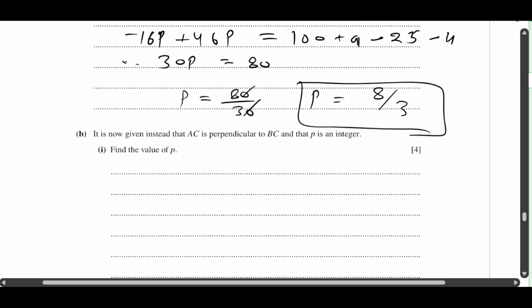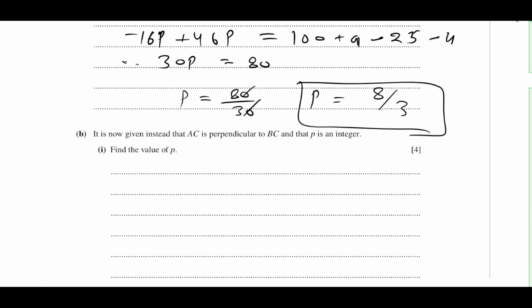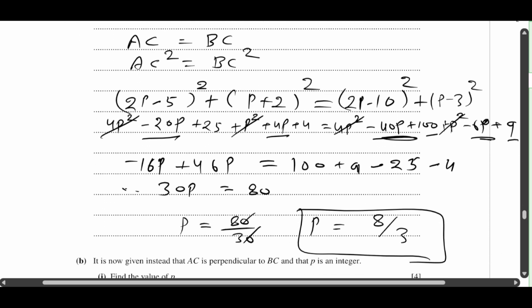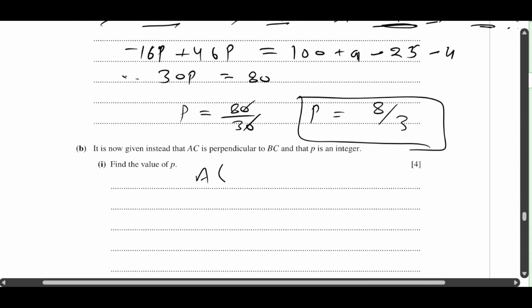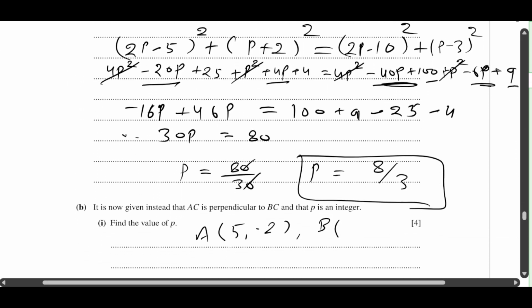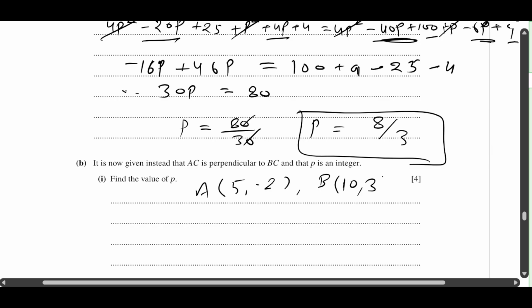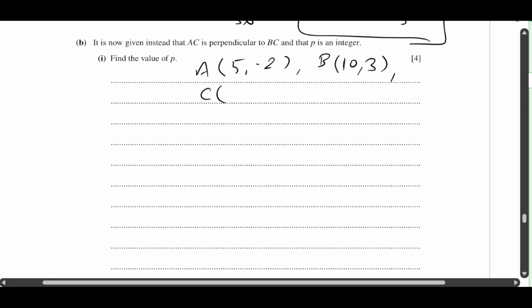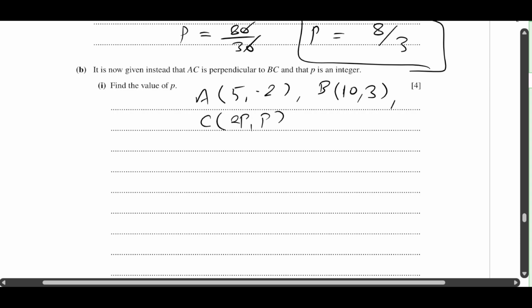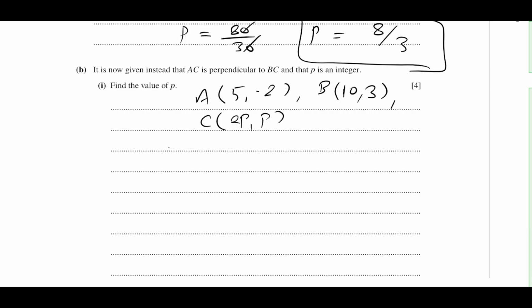So next, it is now given instead that AC is perpendicular to BC and P is an integer. Find the value of P. So I will write the values. The value of A we have is given. A is 5 comma minus 2. B is 10 comma 3, and C is 2P comma P. Now it is given that AC is perpendicular to BC. Now I have to find the value of P.